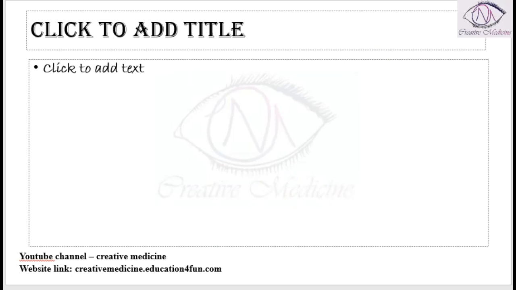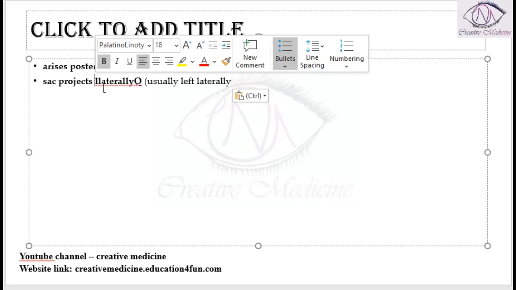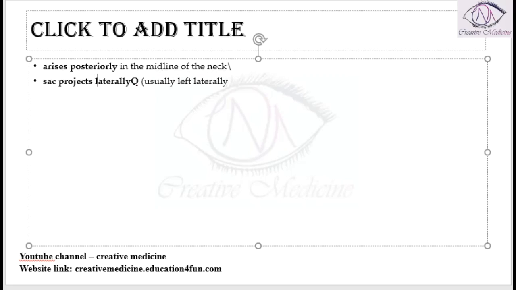This Zenker's diverticulum mainly arises posteriorly in the midline of the neck, and the sac will project laterally. Though it arises posteriorly, the sac will project laterally, usually to the left lateral side.